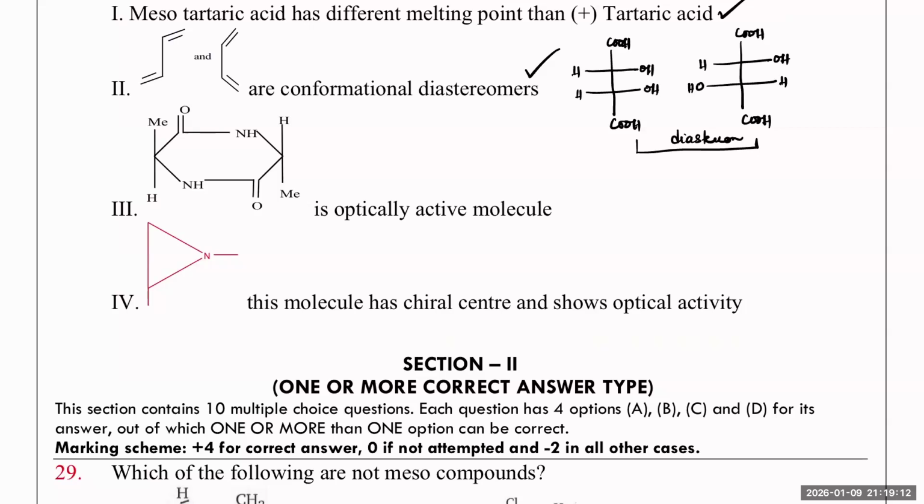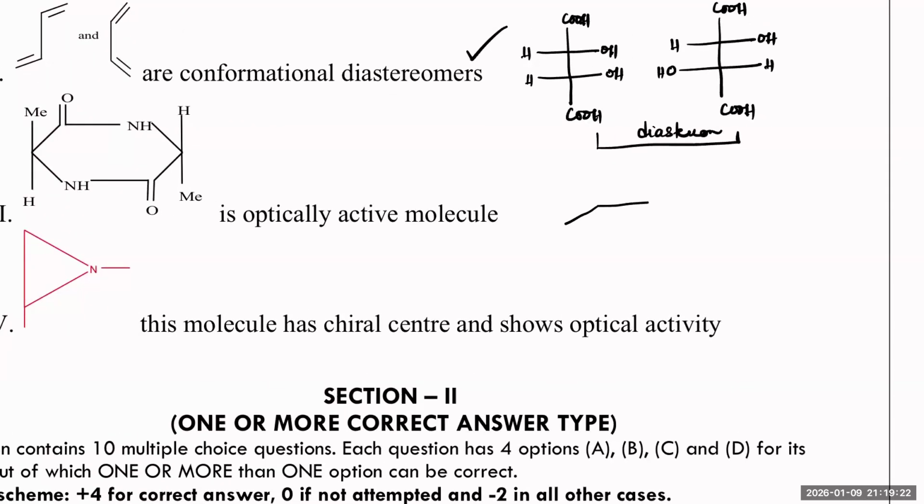Here, the statement is that the molecule is optically active. We need to check whether it is optically active. Very interesting case, this one. You notice carefully, we have nitrogen, nitrogen, this way with a double bond O here and a double bond O here. And then we have a hydrogen here, methyl here, and a methyl here, hydrogen here.